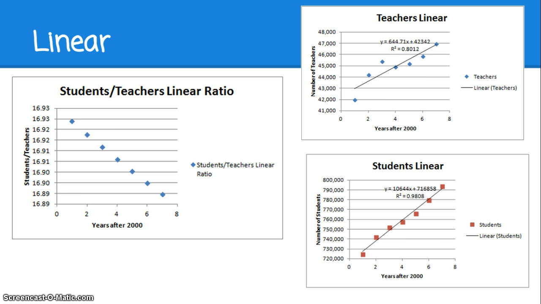To find what the student per teacher ratio would be after 20 years, I created 3 different graph types: cubic, linear, and quadratic. The graph that was closest to the student per teacher ratio was the cubic model.